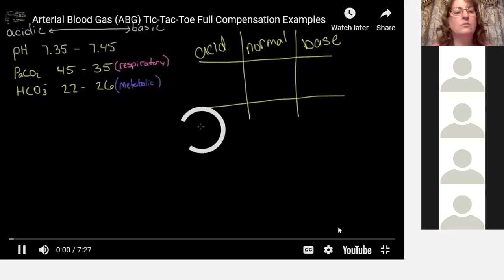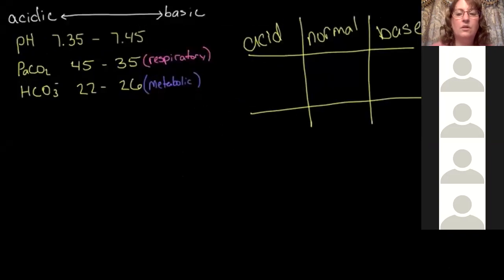Okay, we're going to be working through some more ABG practice problems. This time we're going to be focusing in on full compensation. We're getting some messages saying that people have been having some troubles with this concept. So let's go ahead and just dive right in and work through a couple of these examples.